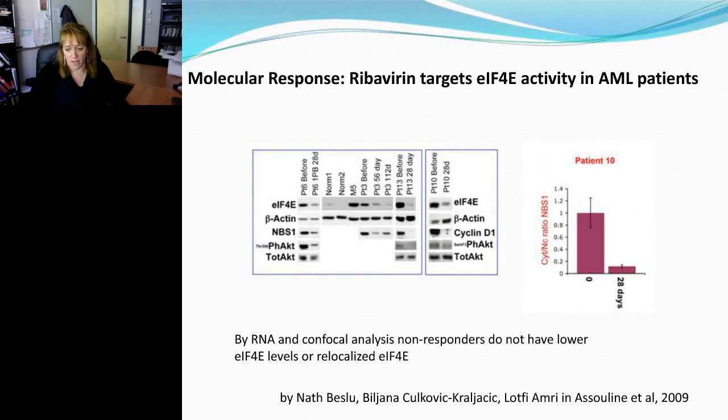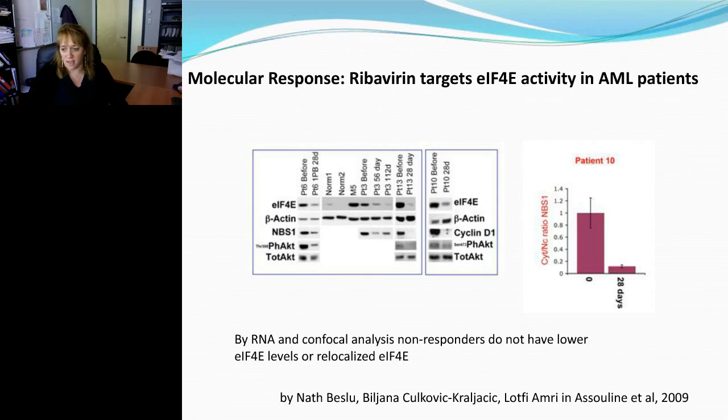So we looked at length at molecular response. Obviously, in clinical trials, you don't always have all the material you'd like, so we looked at the material we had, and we saw very strikingly that we were hitting 4E targets, where ribavirin after 28 days in the patients was causing reduction in our 4E targets, such as MBS1 and cyclin D. We also expected from our molecular biology that 4E inhibition should lead to decreases in phospho-AKT, and we saw that.